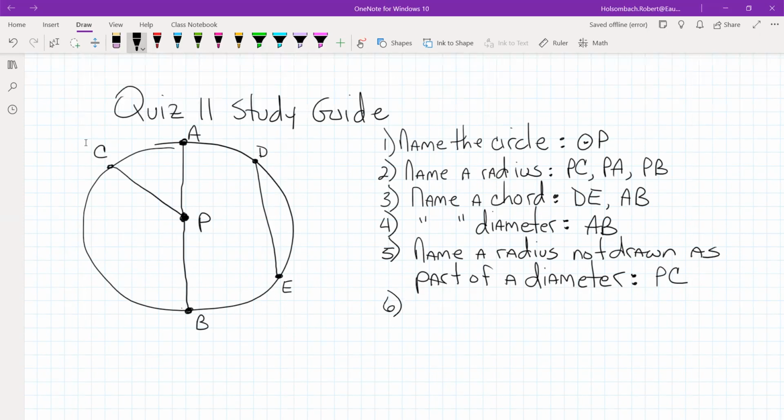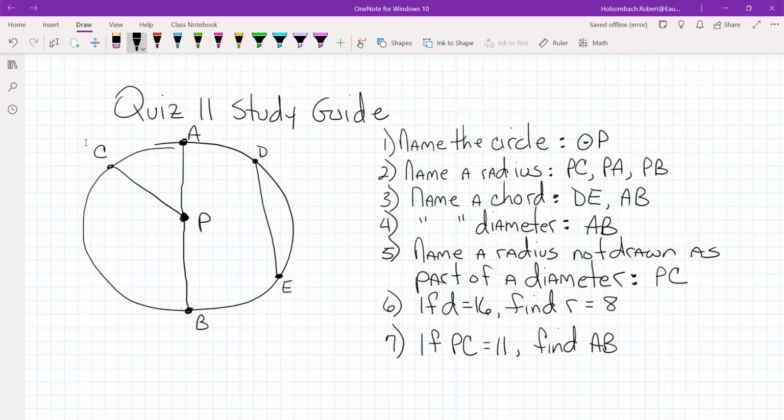Problem number 6 asks, if the diameter equals 16, find the radius. If the diameter is 16, what's the radius? Good, 8. And number 7, if PC equals 11, find AB. P to C, it's right here. It's 11. It's a radius. Well, the diameter is twice as big as the radius. So AB equals 2 times 11, which is 22.